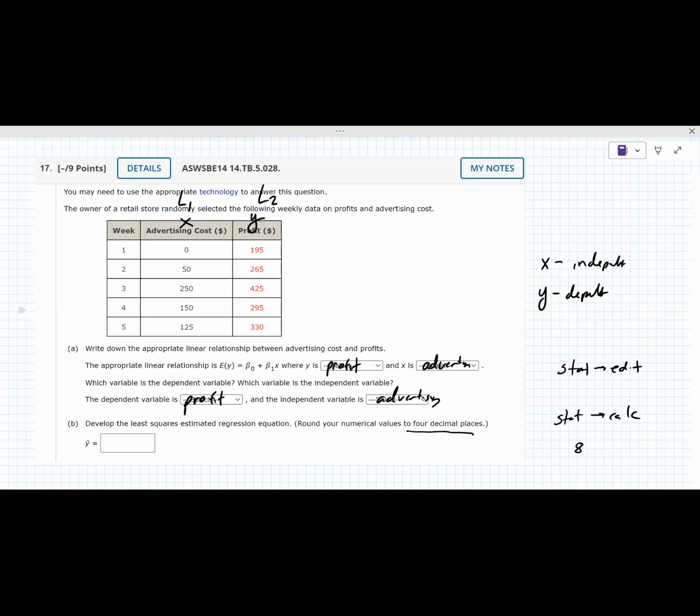So this time we're rounding to 4 decimal places. So I see that it's 204.560. Yeah, 8 plus 0.8473 x. So give that a try. Make sure it is what we expect.